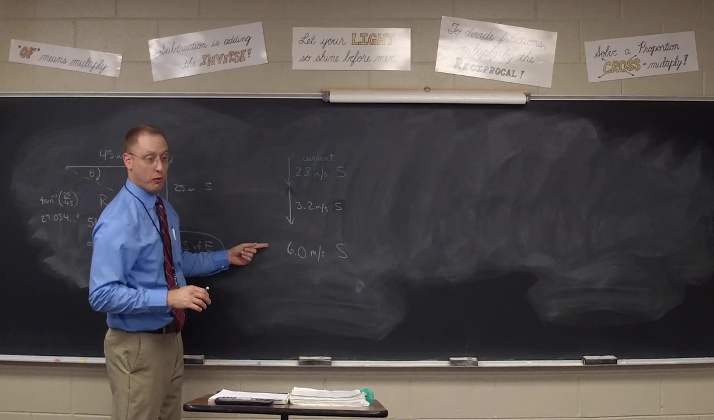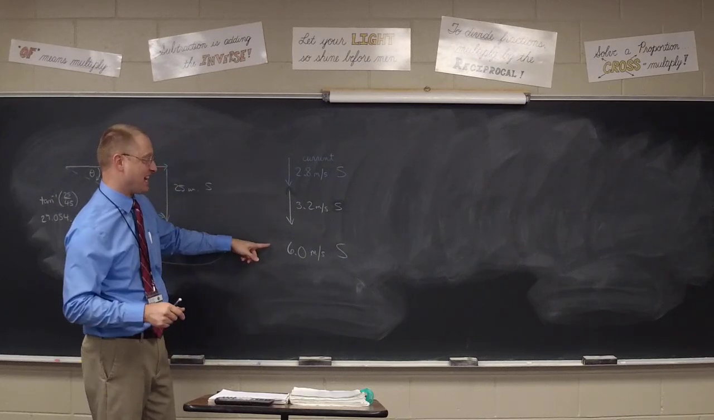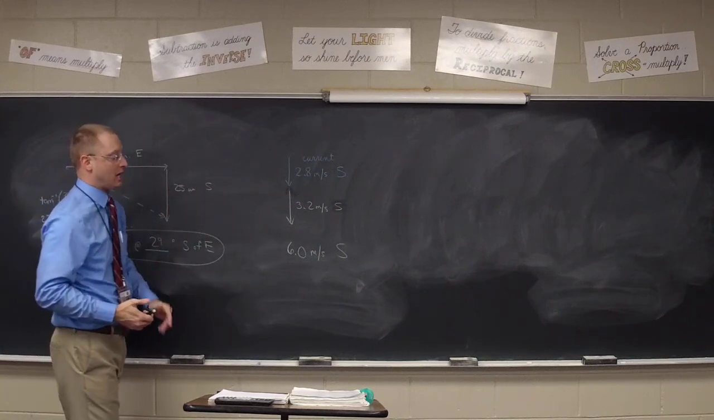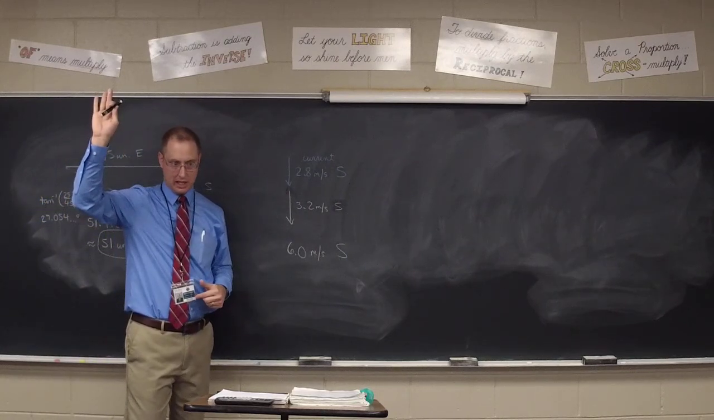This is why 0.4 was correct, by the way. I should have mentioned this on the last one, because it's tenths place. It's not about number of sig figs with addition and subtraction. Did you also have 6.0 meters per second south?